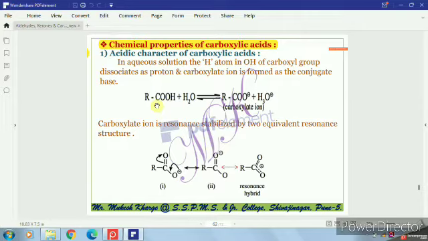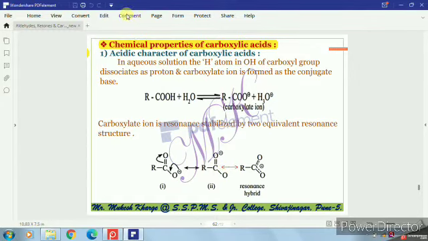But if you observe the resonating structures of this carboxylate ion, there are two resonating structures. In these two resonating structures, there is only a shifting of charge. So the negative charge gets shifted in between carbon and oxygen to form a double bond, and this double bond gets shifted to the next oxygen. So here one printing mistake is there. This structure is not the correct structure.